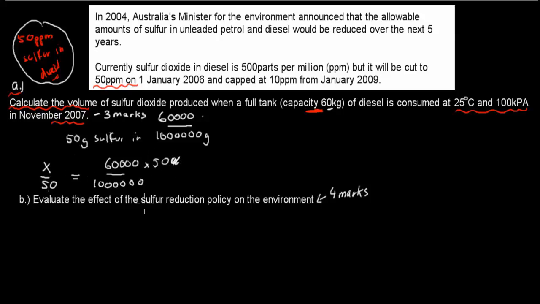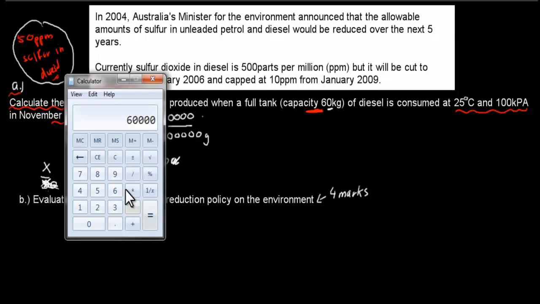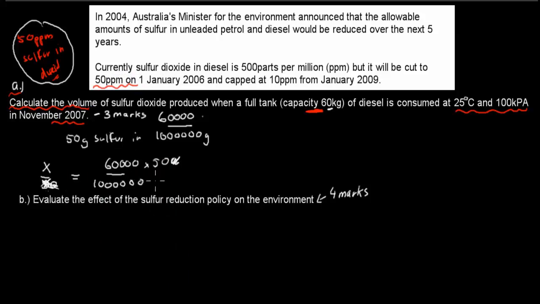And then divide it by a million. So we've got X equals 50 times 60,000 divided by 1 million. Yes, you're going to write the number of zeros. And that gives us 3. So X is 3. So now we've established there are 3 grams of sulfur. That's what we've done here. 3 grams of sulfur in our initial 60 kilogram tank.